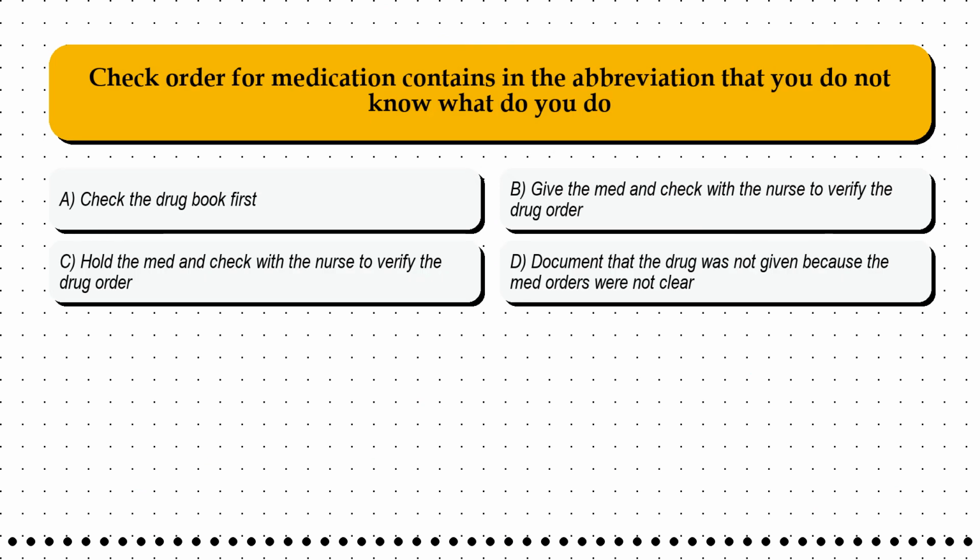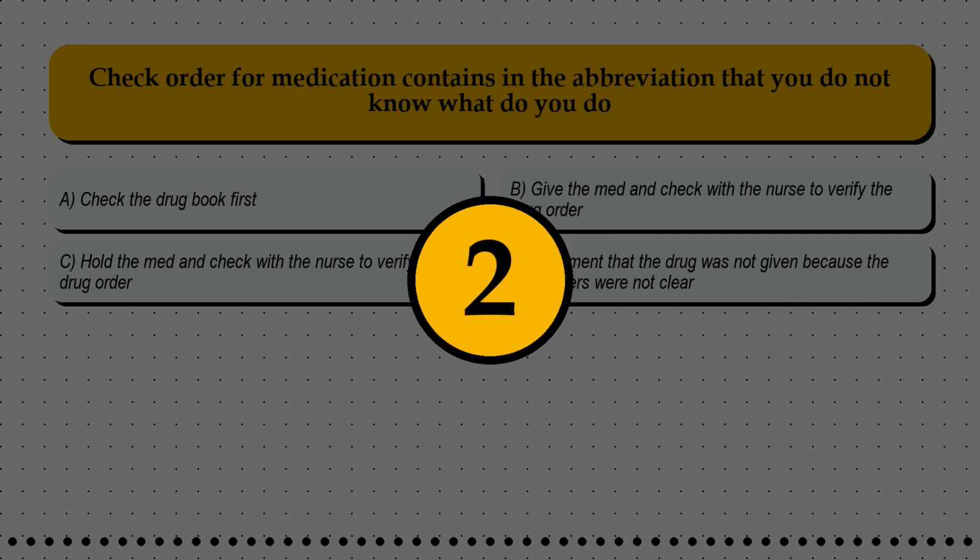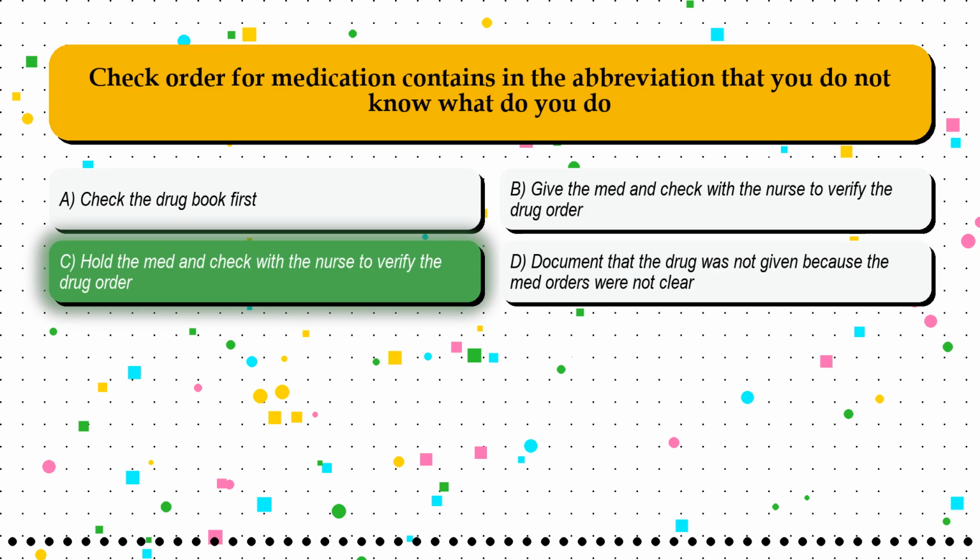Question 229. The order for a medication contains an abbreviation that you do not know. What do you do? Option A, check the drug book first. Option B, give the med and check with the nurse to verify the drug order. Option C, hold the med and check with the nurse to verify the drug order. Option D, document that the drug was not given because the med orders were not clear. The correct answer is option C, hold the med and check with the nurse to verify the drug order.